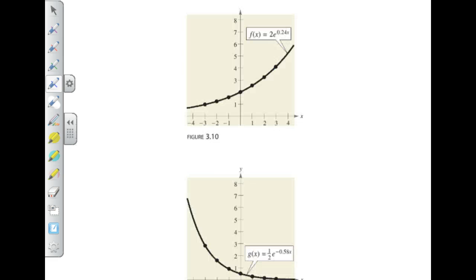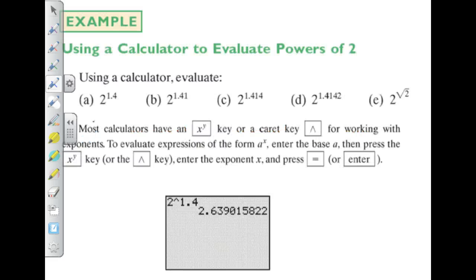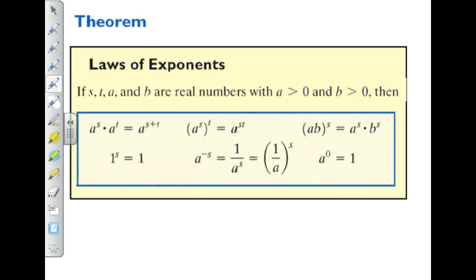Here are the actual graphs. You can pull out your graphing calculator. You can see the book emphasizes finding more and more points. I'm not going to hold you to be that accurate. So make sure you can type these things into your calculator, 2 caret 1.4, into your graphing calculators.